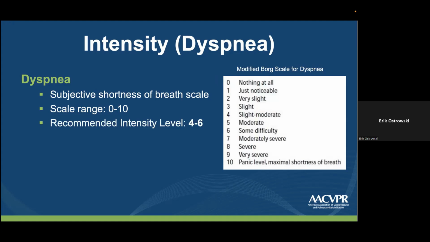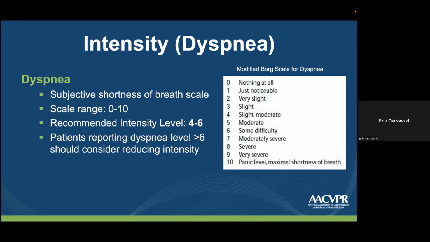And to probably nobody's surprise, the recommended intensity level using dyspnea to guide exercise would be in the slightly moderate to somewhat difficult shortness of breath. We know that patients are going to be short of breath when they exercise, certainly more so than they are at rest. That's just a standard physiological response to increased exertion. But we want to make sure that our patients have a moderate level of shortness of breath, and that it's not too severe. Certainly if you're getting numbers for your patients of 7, 8, or more, at that point it would be a good idea to consider reducing intensity.